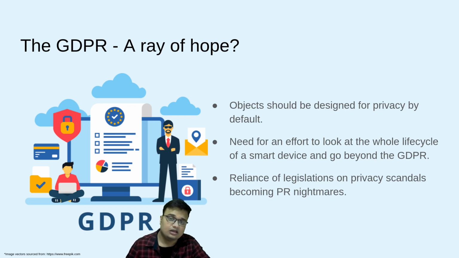Looking at the Internet of Things, we realize that it is still in its infancy. We can still have a say from the very initial stages about the need for regulation to allow consumers to take control of their data. It's time we take a closer look at the whole life cycle of a smart device and focus upon how we can go even beyond the scope of GDPR and look at the broader scope for data privacy in internet connected devices. Sadly, however, legislation like GDPR rely on privacy scandals becoming PR nightmares for manufacturing companies.